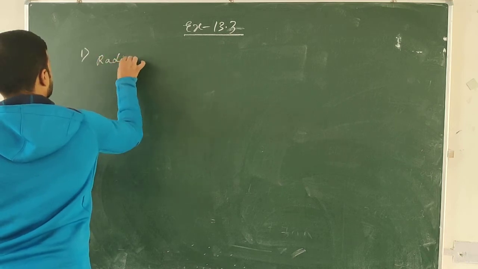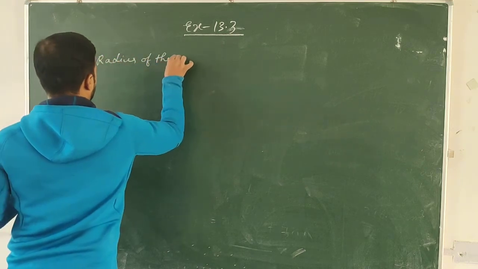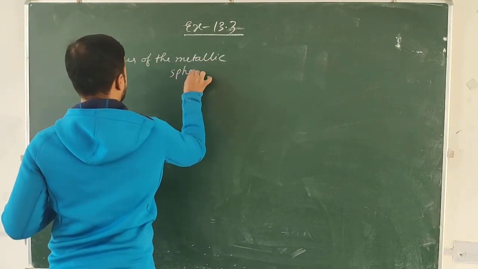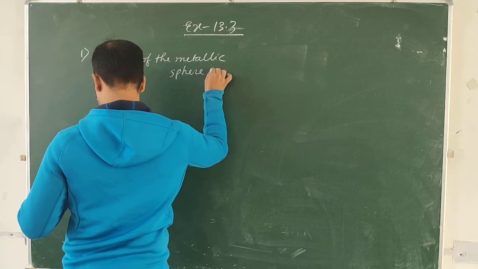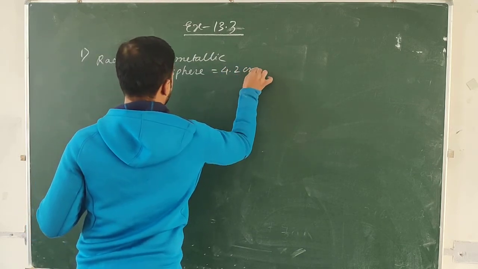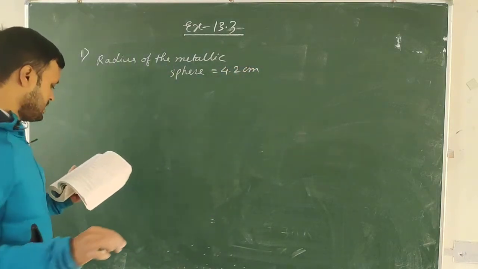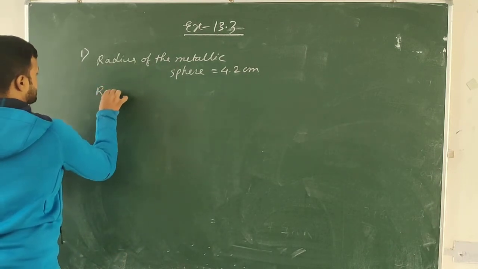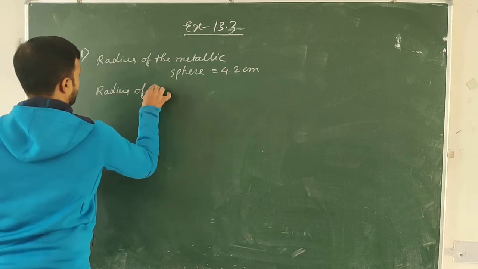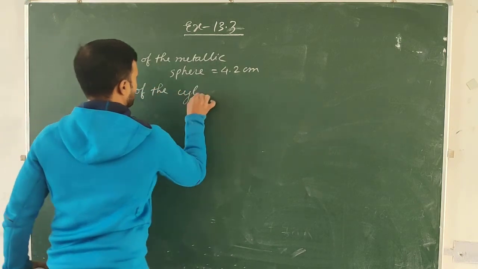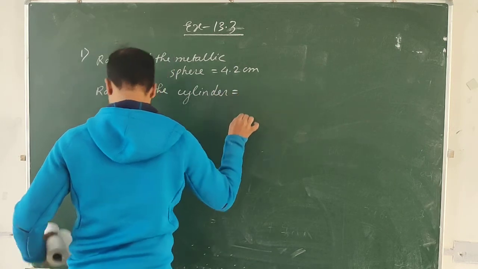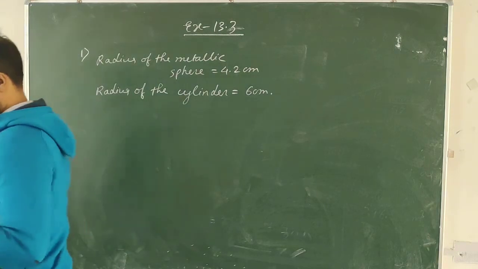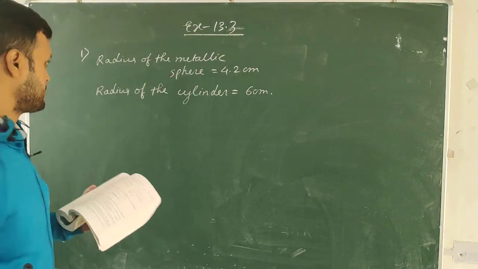Radius of the metallic sphere is equal to 4.2 cm, and radius of the cylinder is equal to 6 cm. So you have to find the height of the cylinder.